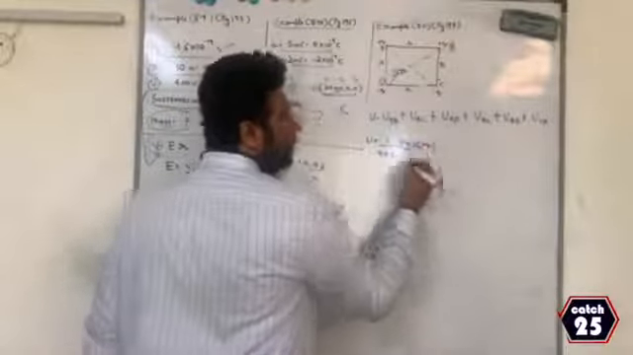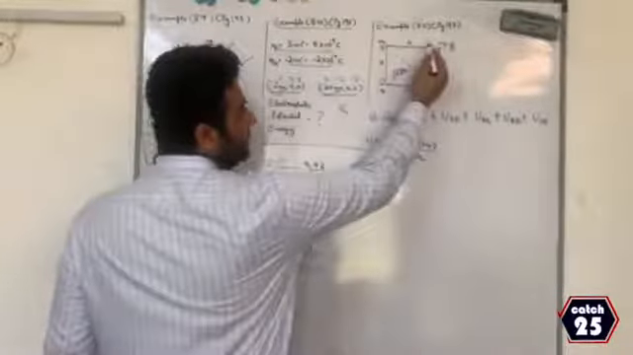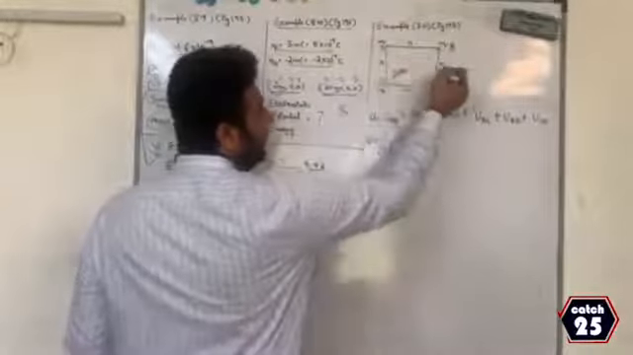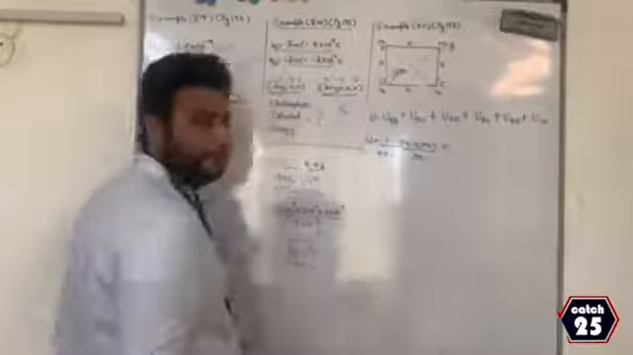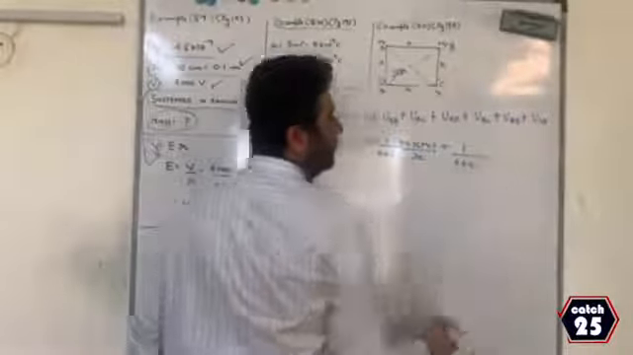Plus Q. What is the distance between A and B? R. Similarly, if I want to do between A and C, tell me what will happen. It is 1 by 4 pi epsilon naught.